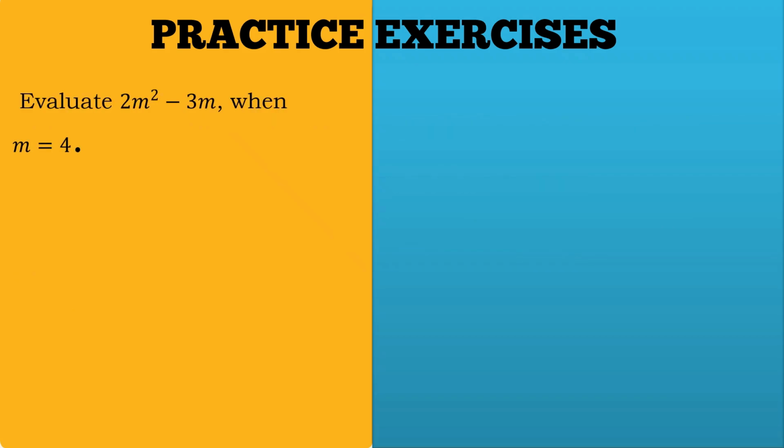Evaluate 2m squared minus 3m when m is equal to 4. A, 8. B, 20. C, 24. Or D, 32. What do you think the answer?